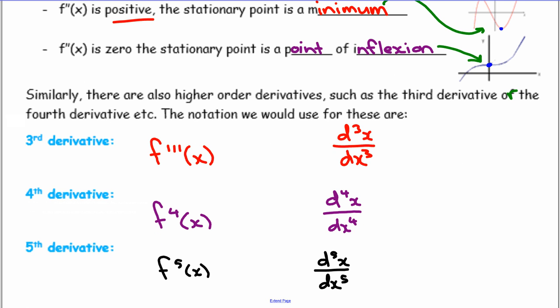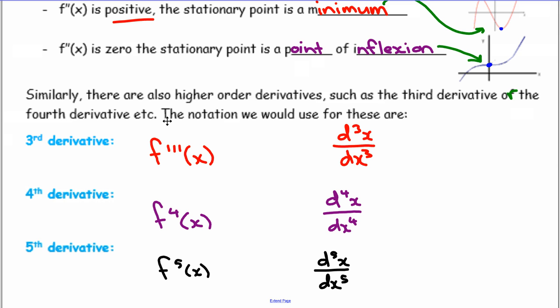So just a bit more on the notation as well. Similarly, there are also higher order derivatives, such as the third derivative, the fourth derivative, etc. The one that has the most purpose in our course is the second derivative. That's the most important one, where you actually have some applications that you can use, like working out what kind of stationary point it was. But it is possible to be asked for a third, fourth, fifth, and so on derivative.